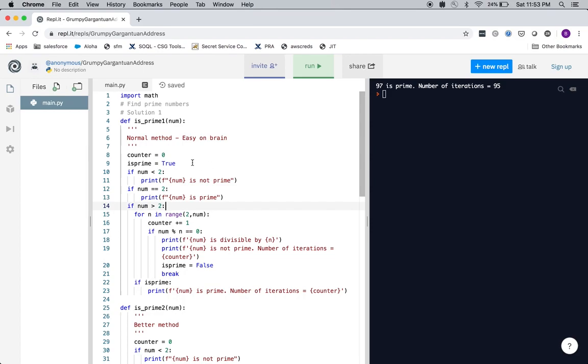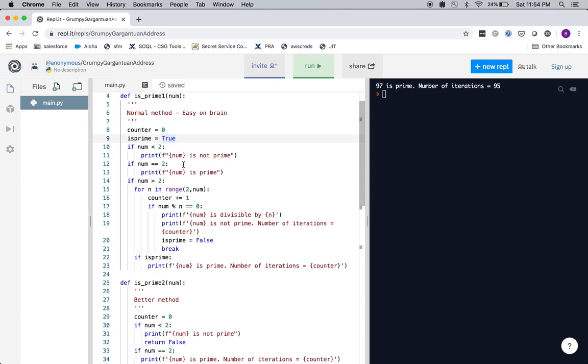So in this method, I have a counter. This counter is not really required for the solution. We have another variable, a Boolean variable, and we have a few ifs and a for loop.